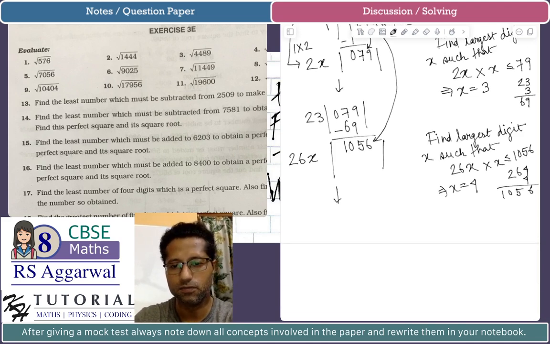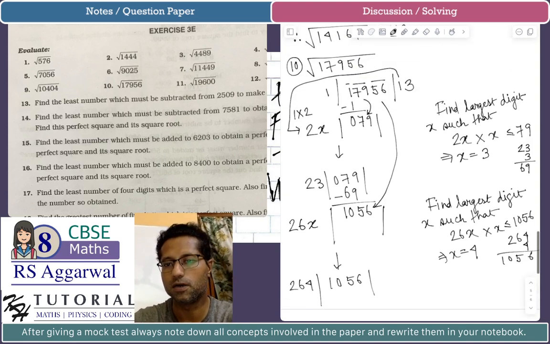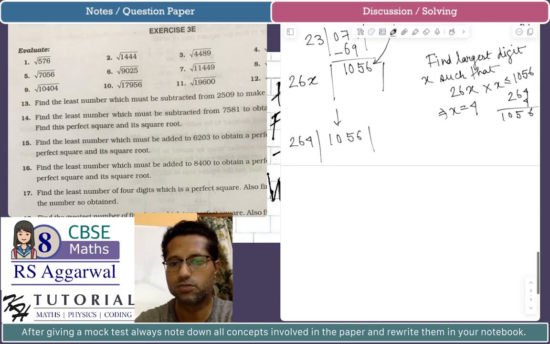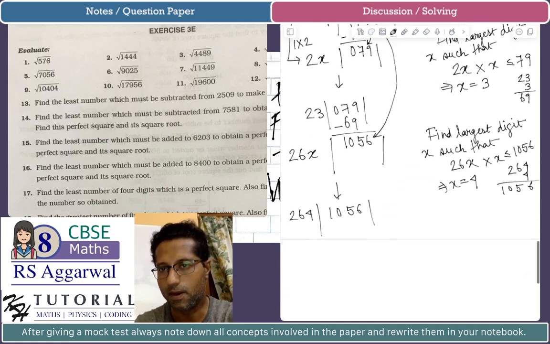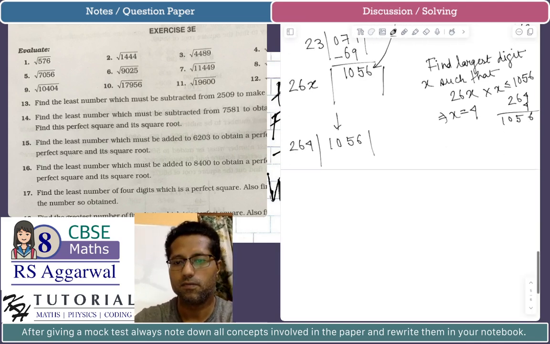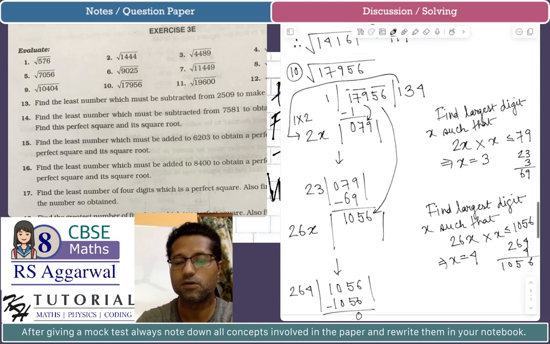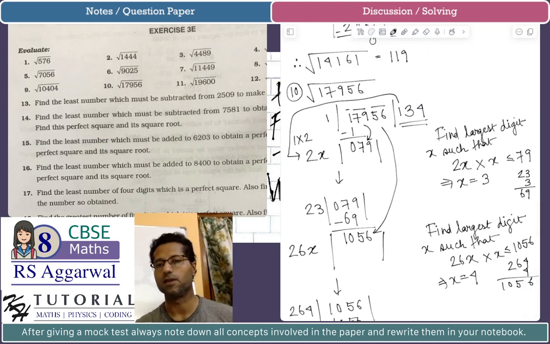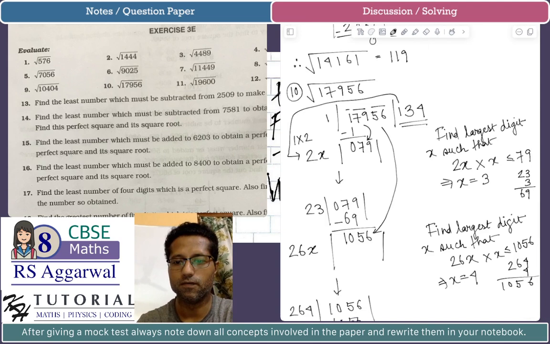So what happened? This x will become 4, and this 4 will also get appended to the current quotient. So the current quotient will become 134, and we know that 264 multiplied by 4 is 1056. The remainder is 0, and there are no more periods left. So the answer is 134. That is the current quotient. The final quotient is the square root of the given number.